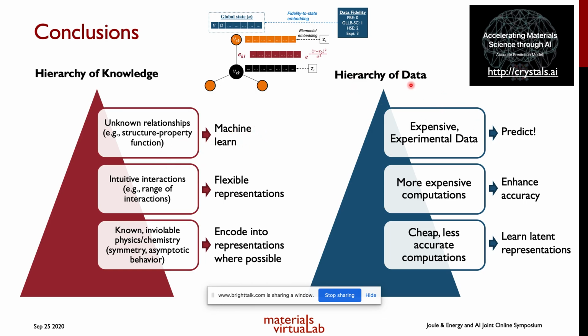And similarly, we actually have a hierarchy of data. For example, we have very cheap, less accurate calculations like PBE, and using those, we can learn more effective latent representations for our data. We can then use more expensive computations to enhance our accuracy. And finally, we can try to predict the most valuable and expensive to obtain experimental data.